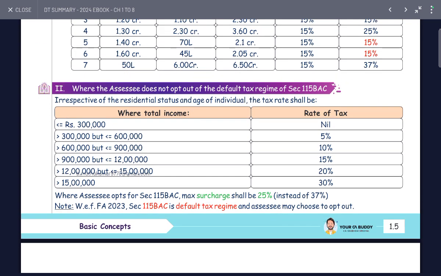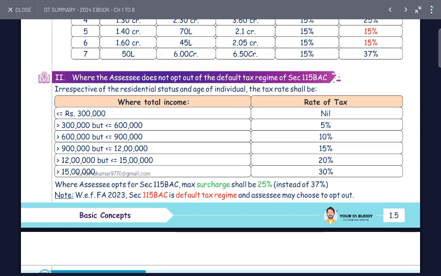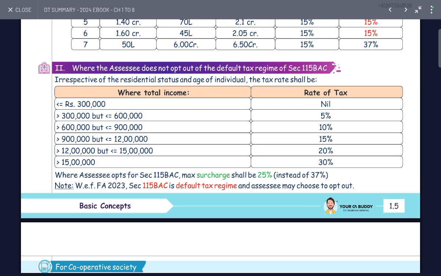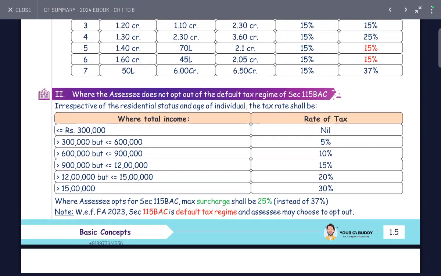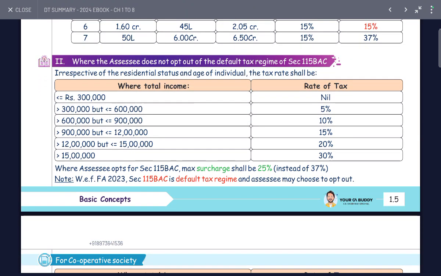Where he does not opt out of the default tax regime under section 115BAC, the tax slabs apply irrespective of the residential status and age of the individual, as he has not opted out of the default tax regime 115BAC.